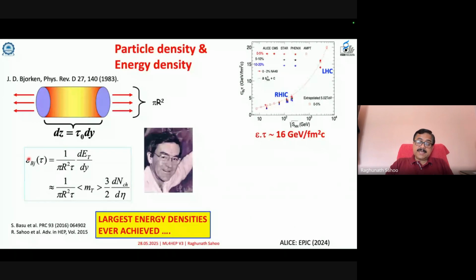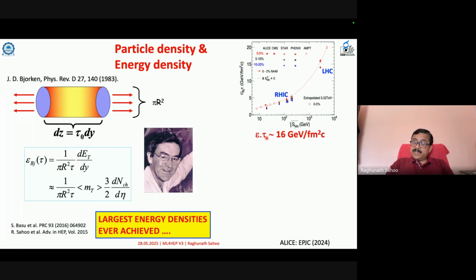Bjorken energy density is essentially related to the initial energy density of the plasma, and this is nothing but the transverse energy density in the phase space, in the rapidity phase, and divided with the fireball transverse overlap area pi R squared. Tau is the formation time, and this can be converted to the mean energy or mean mT of the particles and 3 by 2 of the charged particles. So this conversion is necessary because detecting charged particles in our detectors is easier, and I have a good control on charged particle detection. And if I convert to charged particles and I measure this mean energy of the particles, I can estimate the initial energy density of the plasma, and you can see that the predicted value of energy density which is produced at the Large Hadron Collider is almost 16 GeV per Fermi cube.